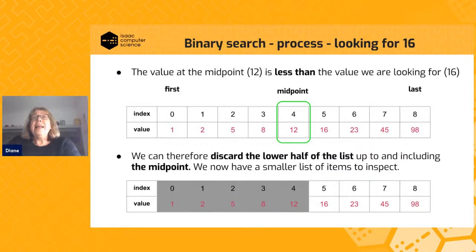So 12 is less than the value we're looking for. We now know that the value we're looking for, 16, must be in the upper part of the list, if it is in the list indeed. At this point, we can discard the lower part of the list, everything from the beginning up to and including the midpoint, because we've checked the midpoint. We know that's not it. Now if it exists, it must be in the upper half of the list. You can see we've just grayed that out, so a big portion of the list can now be discarded.